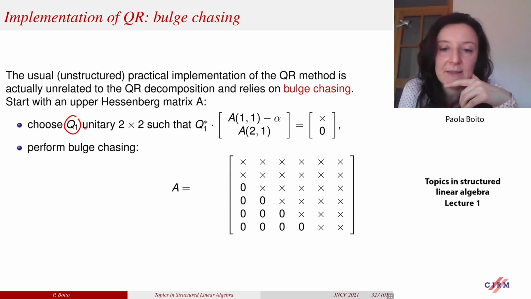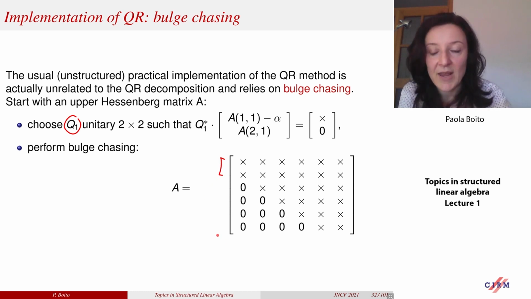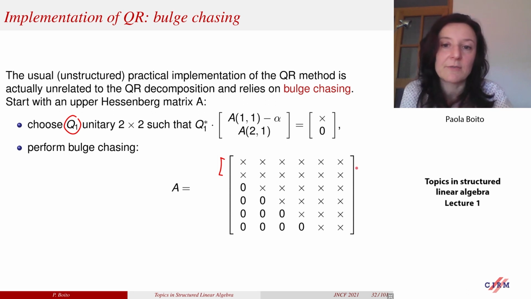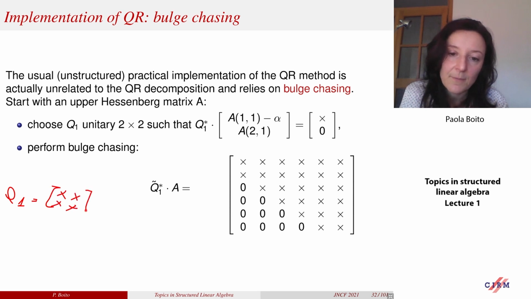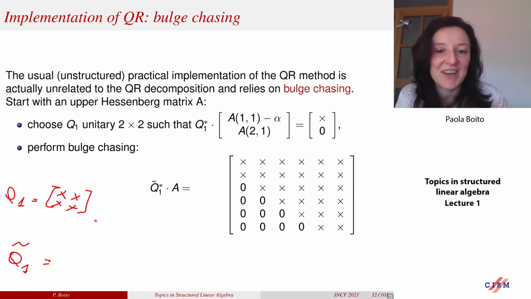So we start with a certain 2x2 unitary matrix Q1, and we apply it on the first two rows of the matrix. So the cost of this is roughly O of n. Okay, so we actually apply Q1 star. In this notation, Q1 is a 2x2 unitary matrix, and Q1 tilde is this 2x2 matrix embedded in a larger identity matrix.